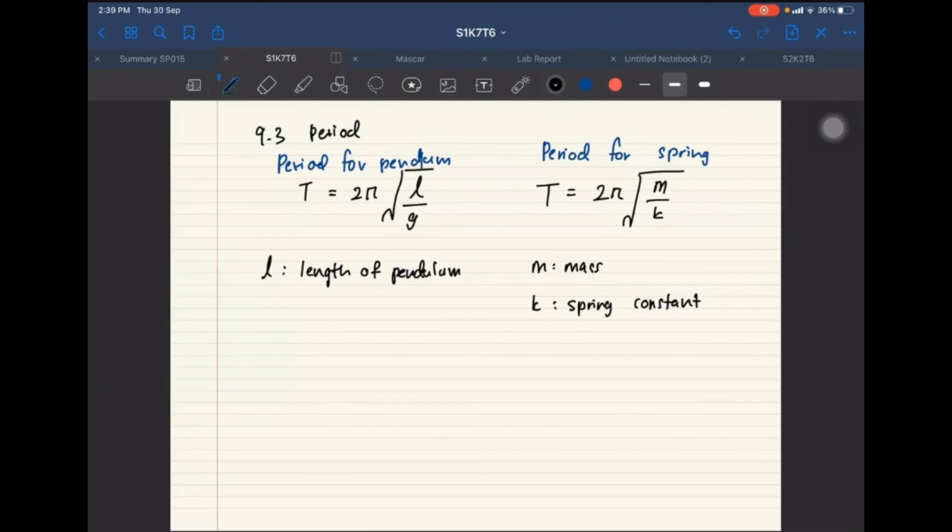And then biasanya soalan ni sebab dia simple sangat, if they give you information of the length, you can straight away find the period, right? So to make things interesting, biasanya dia akan tanya relationship. Okay, contohnya macam ni, period T is directly proportional to the square root of L, and inversely proportional to the square root of g. Over here, T is directly proportional to the mass, or T is directly proportional to the K. Okay, sorry, 1 over K.